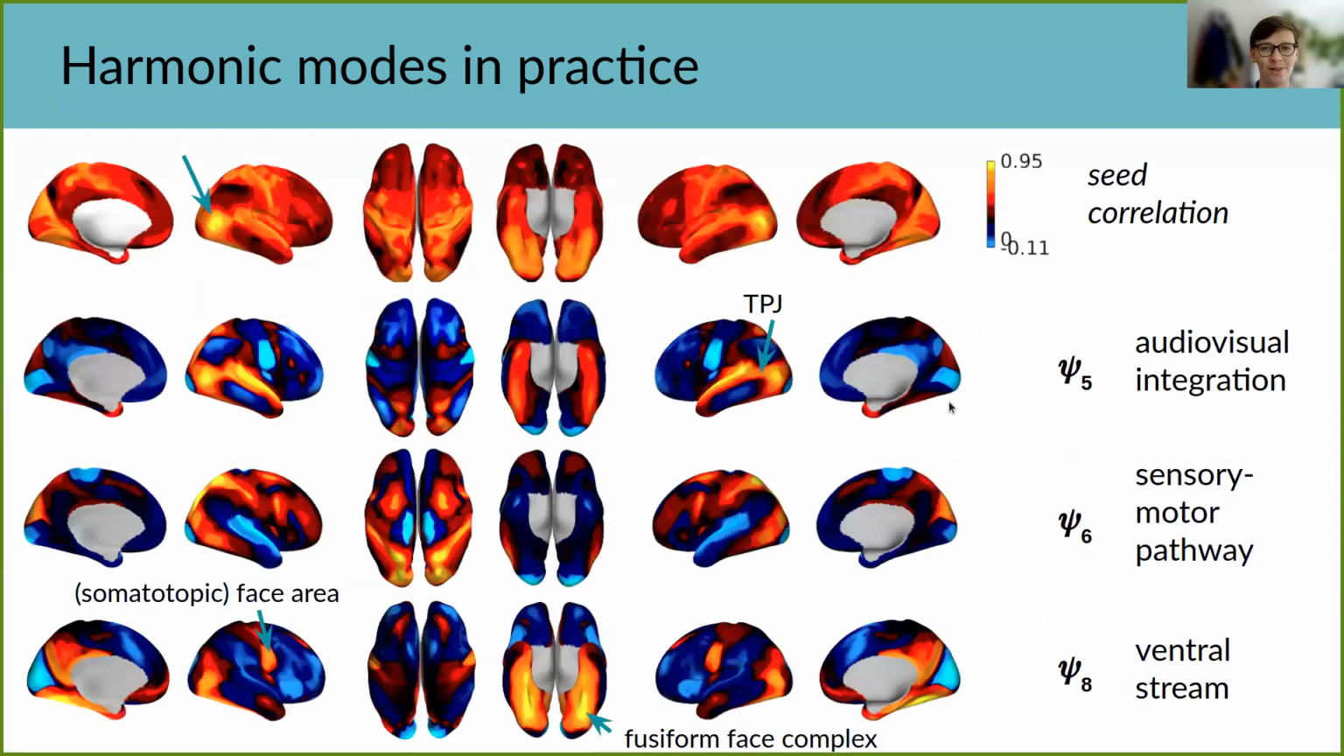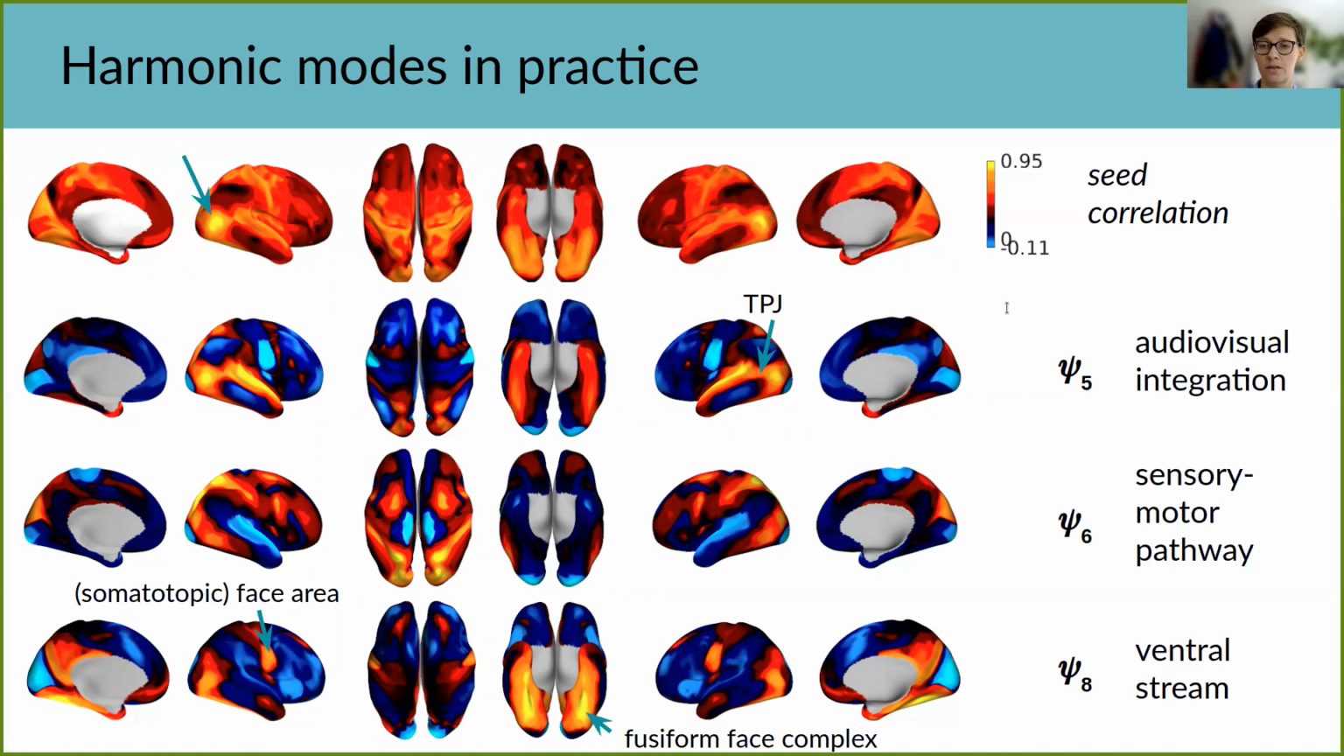And because I like this property very much, I'm showing you another example. And this one is about area MT, middle temporal area, or D5. This is what this arrow points to. And if you just look at the seed correlation of this area in the first row, again, this is using resting state fMRI, you see this pattern. So this is just like a correlation pattern that involves a big part of the cortex. But if you look at harmonic modes, again, functional harmonic modes, you can see that MT is involved in different networks with different functions.